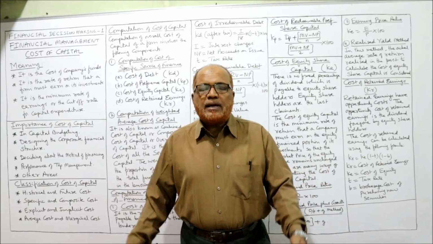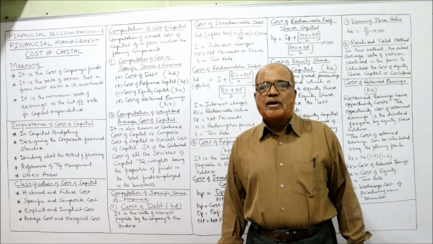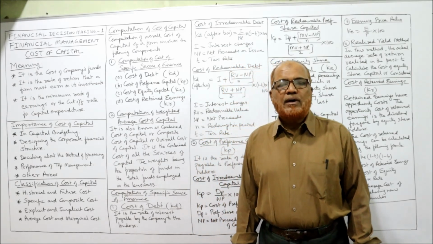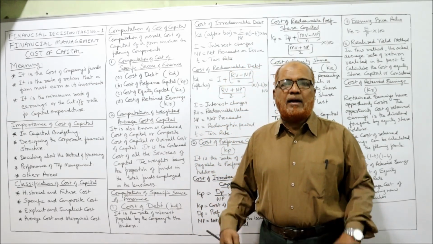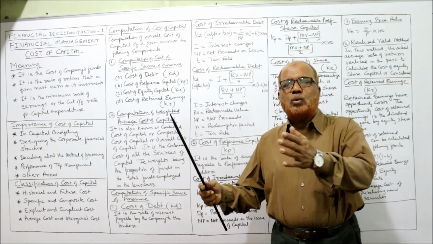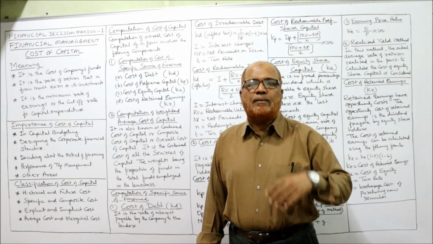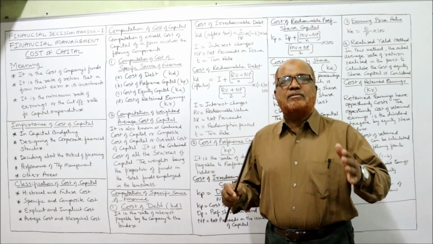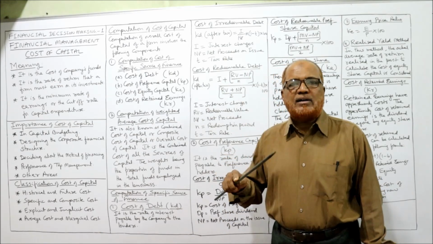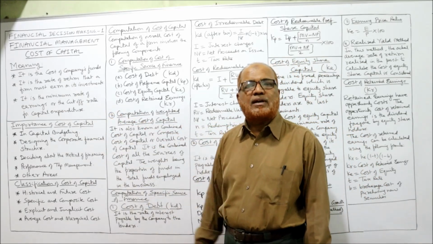cost of capital. Simple example, when the company issues debentures, the company has to pay interest on debentures. When the company issues preference shares, the company has to pay preference dividend. When the company has taken a loan from a bank, the company has to pay interest on the loan. Similarly, when the company raises funds through equity shares, it is obligatory on the part of the company to pay equity dividend. So equity dividend, preference dividend, interest on debenture, interest on bank loan, these are all the cost of the funds utilized. And this cost of the funds is called cost of capital.